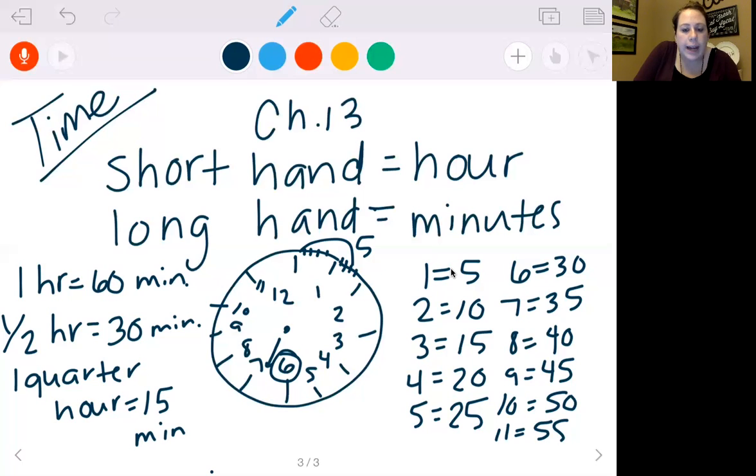So let's look at page 277. So I'm going to clear this. If you need to pause to get it all down, you can. I'm going to clear our page. Let's look at page 277 together.